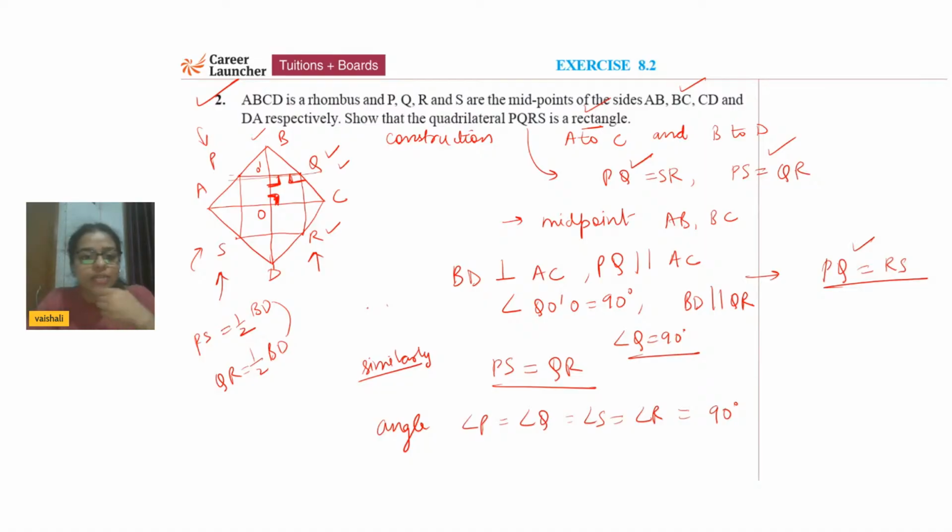Okay. So I believe in this question आपको समझ आ गया कि what was the important point. Opposite sides are equal and they are parallel, which is done with the help of midpoint theorem. And the next one is that each angle should be 90 degree.